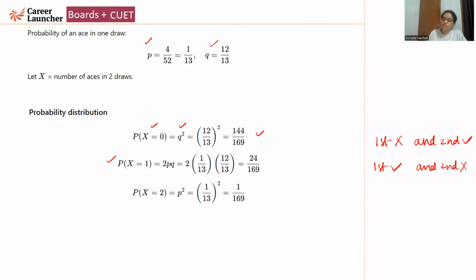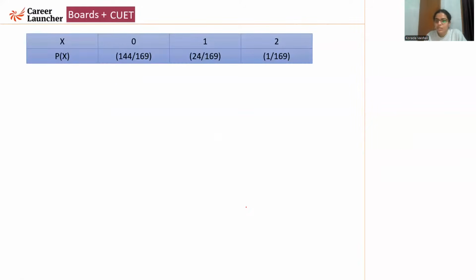So considering both of them, आपके पास 2 PQ आ जाए, right? So the final value is going to be 24 divided by 169. And what if the last case, जो मैंने बोला कि दोनों बारी में मिल गए, so it is going to be P square, the case of success, which is equal to 1 by 169. So making the table out of this information, ये table बन गया.